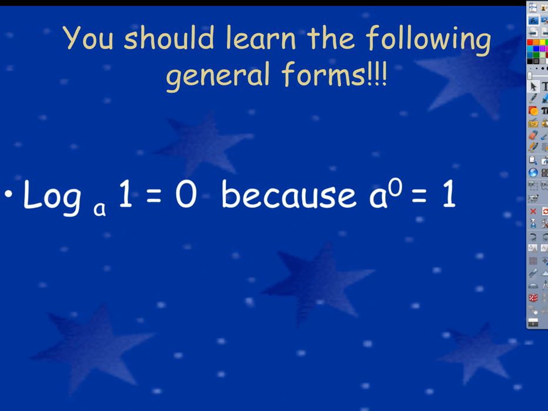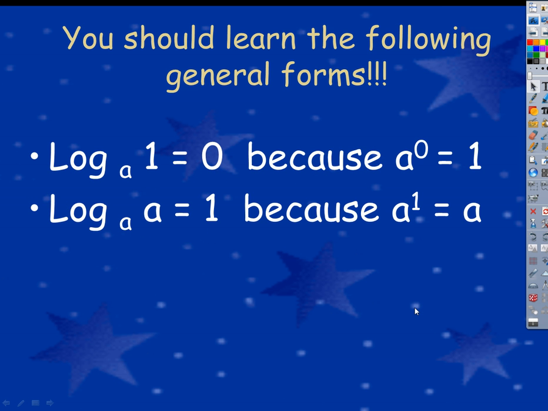Okay, here are some general forms. These make total sense. For you guys, this will be a walk in the park. Why is that true? The base A log of 1 has to be 0. Why? Because anything to the 0 power is 1. So A, whatever it is, A to the 0 has to equal 1. So anytime we take a log of 1, any base, the answer is always 0, right?